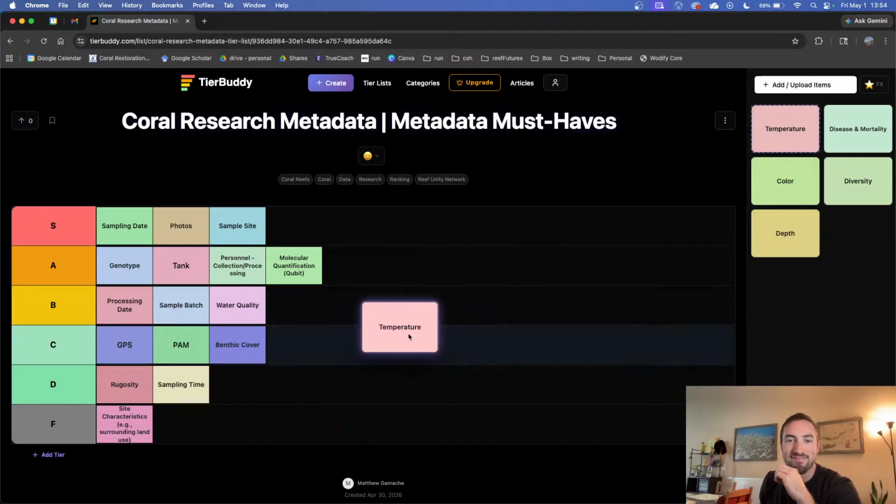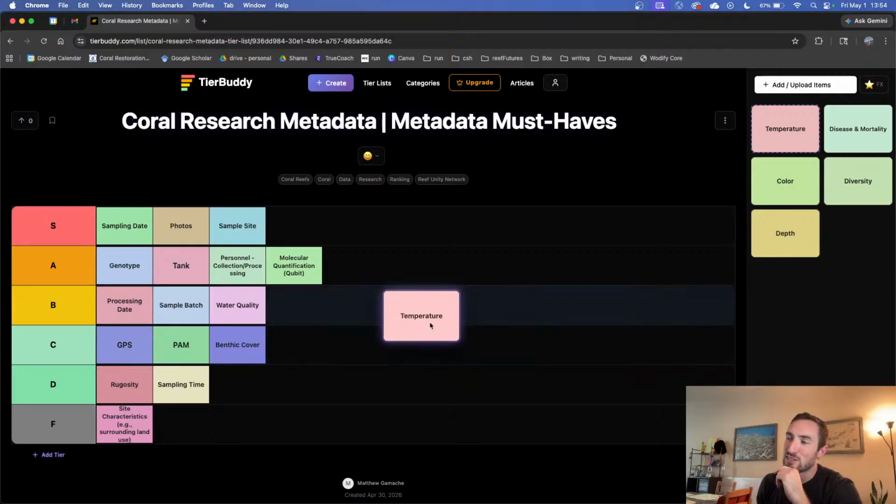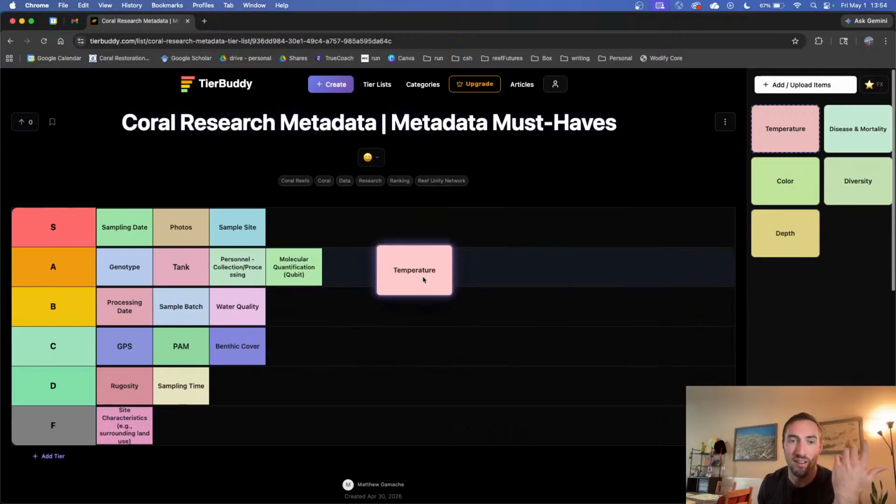Temperature. Agree with Eli for coral studies. Now we've got temperature. This is why we do coral research, because of temperature. If you're doing a temperature stress study, duh, you're going to keep track of this. Super important.